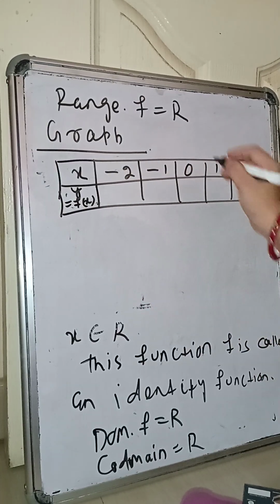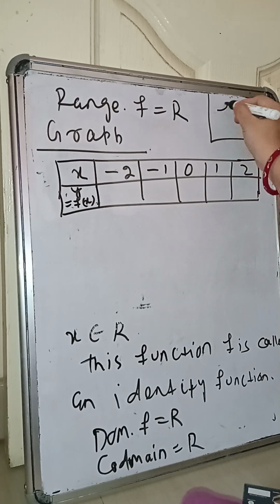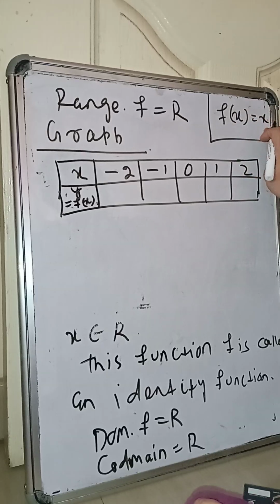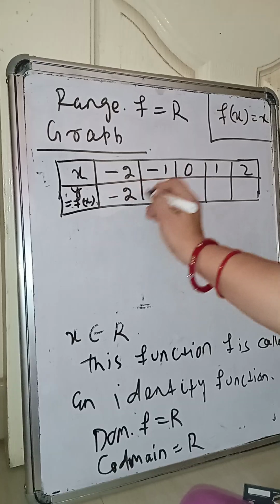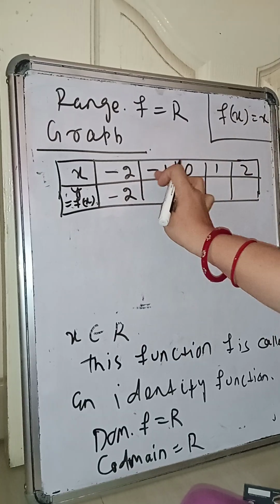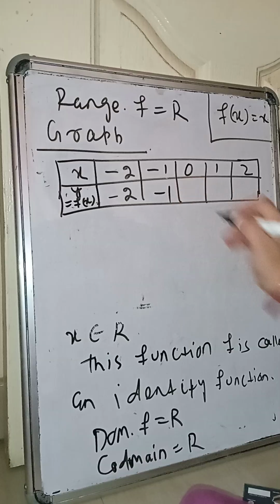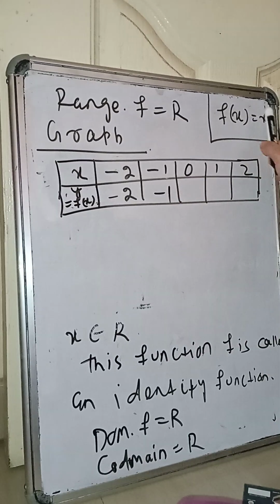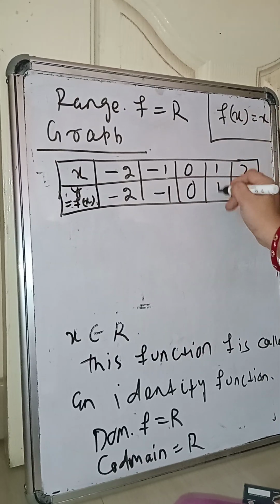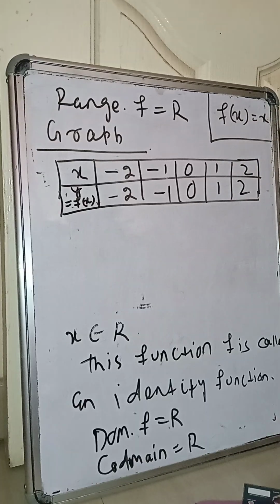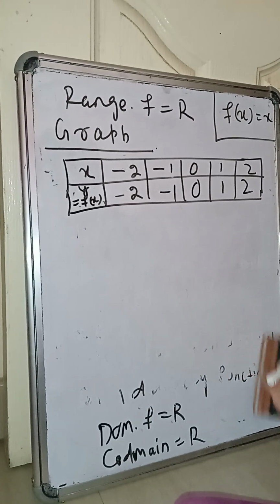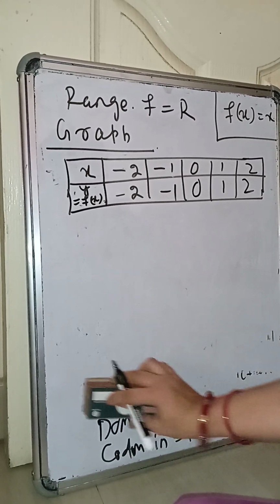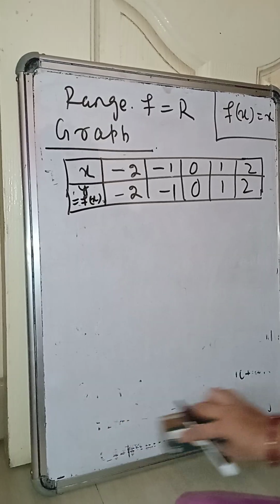Since the identity function is f of x equals x, whatever element you take from the domain set, its image is the same element. So if x is -2, f of -2 is -2, f of -1 is -1. As per the definition of the function, f of 0 is 0, f of 1 is 1, f of 2 is 2. Taking all these ordered pairs x, y, now you can plot your graph in the plane.